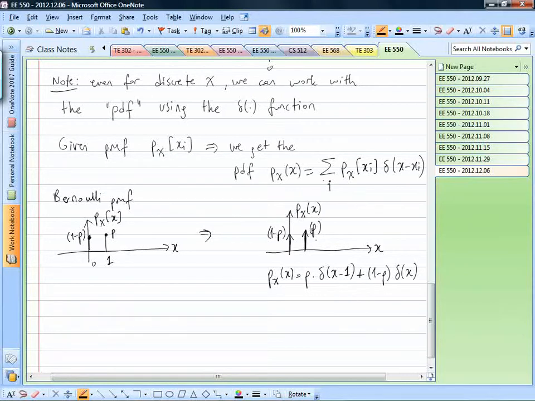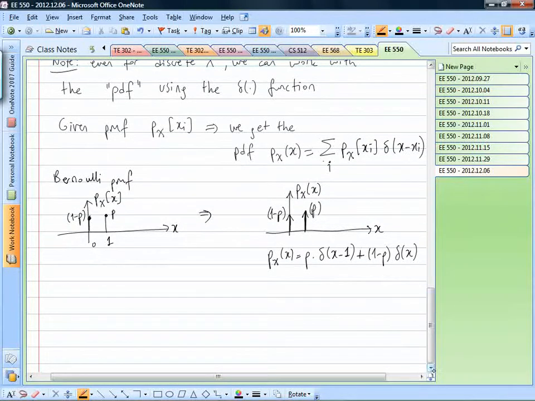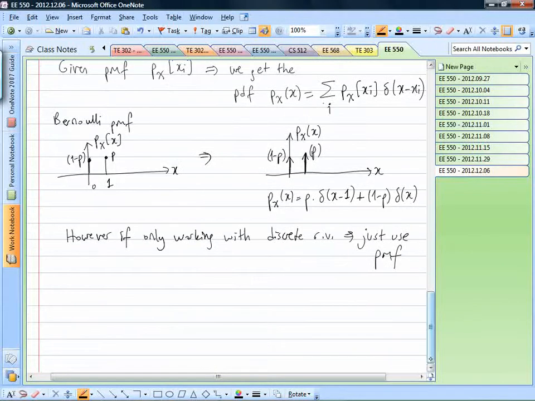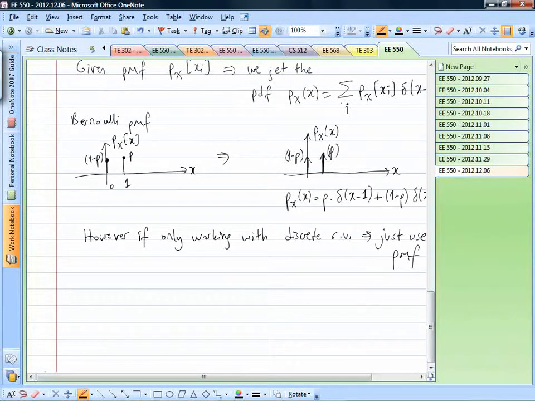Okay, but is this necessary to do for a discrete random variable? No. If you're only working with discrete random variables, just use the PMF. But if you somehow need to mix them up, then you can combine everything under the PDF umbrella by making use of this delta function. Okay, so let's do another example with these mixed random variables.